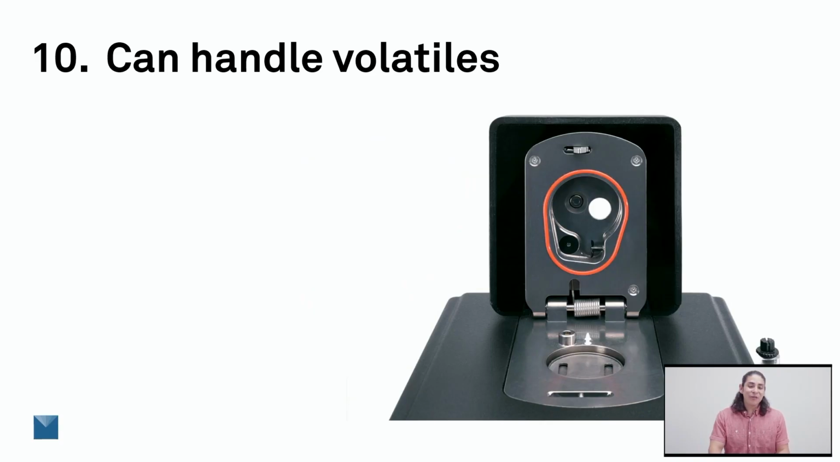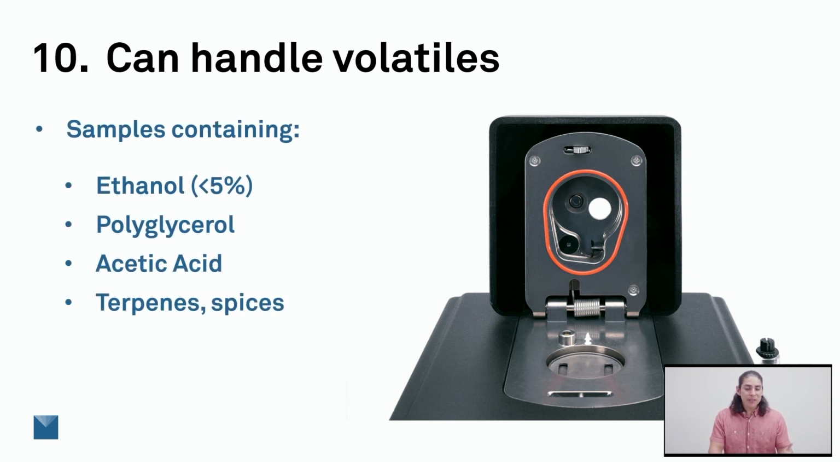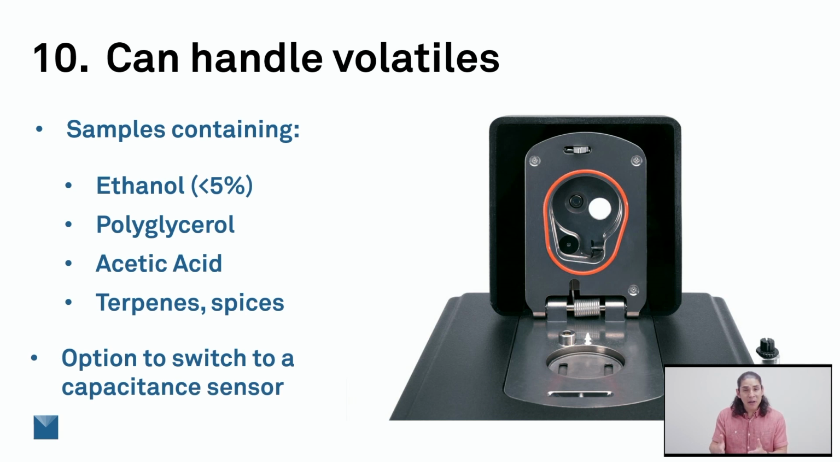All right, the 10th and final fact is that the VSA can handle small amounts of volatile compounds. So if you're working with something that has ethanol or polyglycerol, acetic acid, terpenes, spices, and so on, then you'll be prompted when you set up a test to tell the instrument whether or not volatiles are present. If volatiles are present, then you're going to switch to this capacitance sensor where my arrow is on the screen. So behind that filter that you see is the capacitance sensor. You can change out this filter over time. So this is really helpful if you're working with products with small amounts of volatile compounds. We can also walk you through setting up the test to make sure you're choosing the correct sensor.